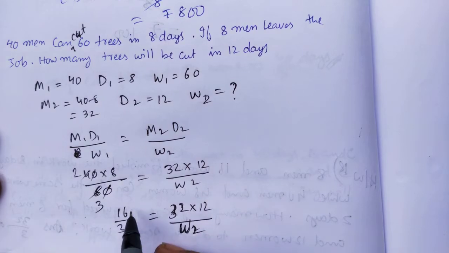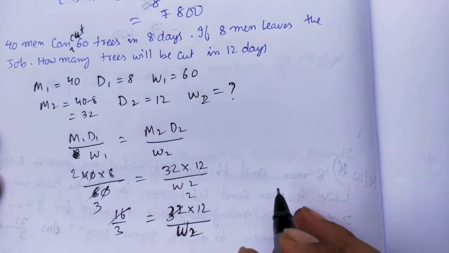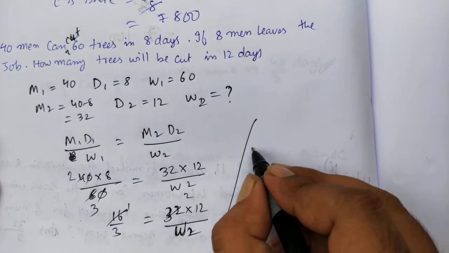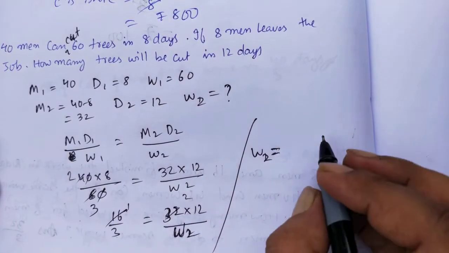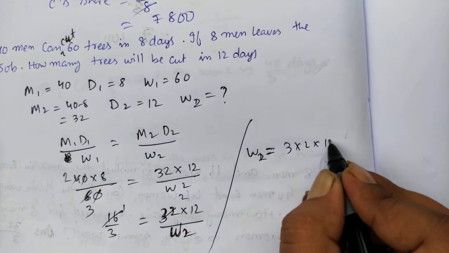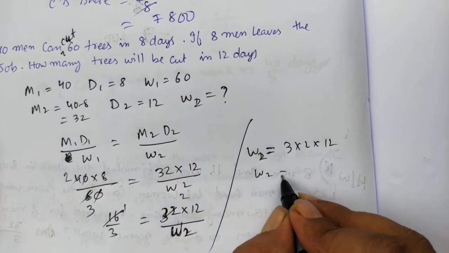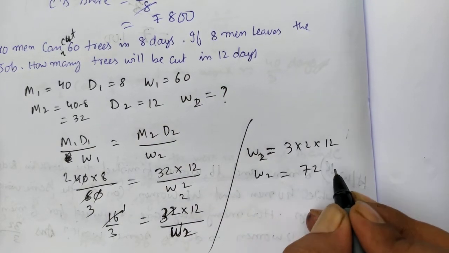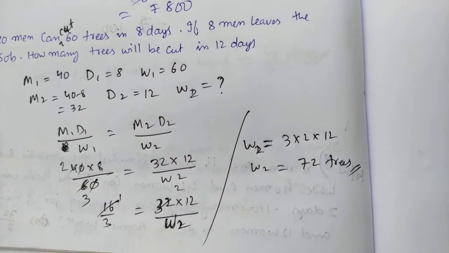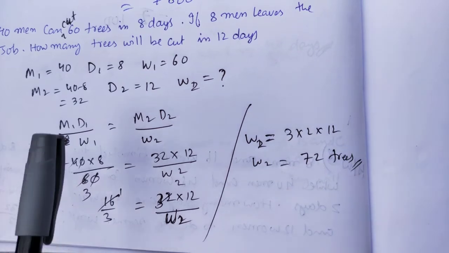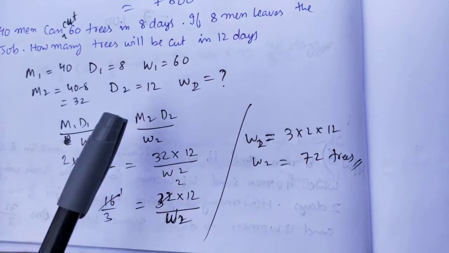So we can cut both sides also, 16 two times. So cross multiply here. We'll get W2 equal to 3 into 2 into 12. So W2 will be 6 12s are 72 trees. You can pause the video to write the solution. I've given the formula for this in the introduction video.